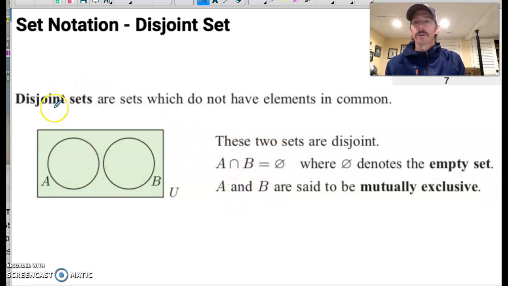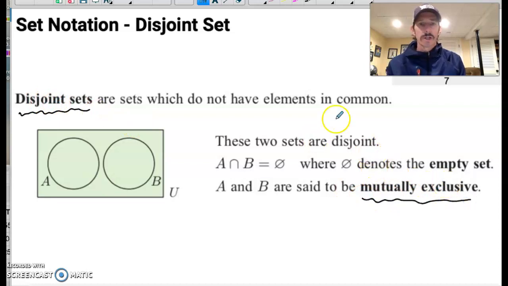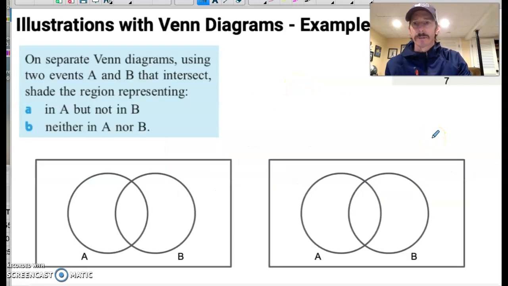And another word that means the exact same thing as disjoint is mutually exclusive, and they can be interchanged. So disjoint and mutually exclusive mean the exact same thing. They don't have different meanings.